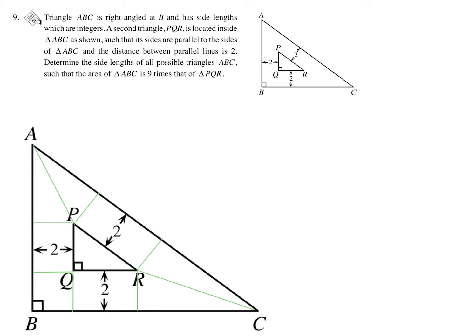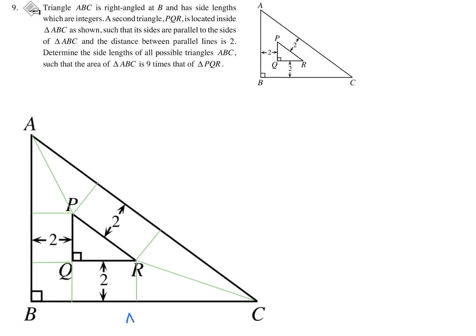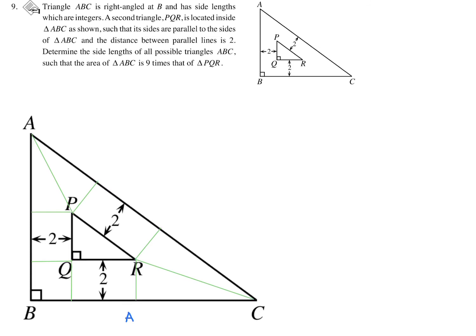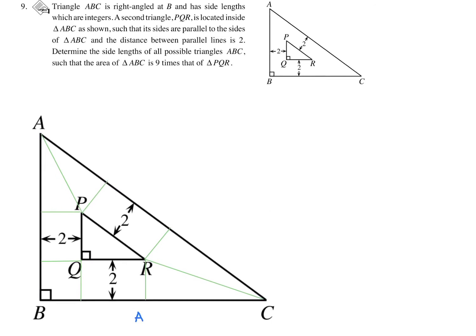Now let's start labeling. This whole side BC I will call A, like that. Let's move this up a bit. This whole side AB I will call C, since it's opposite that C. And this whole side over here I'll call B. And I think so far that's all I know. I'll just label this 2, 2, like that.